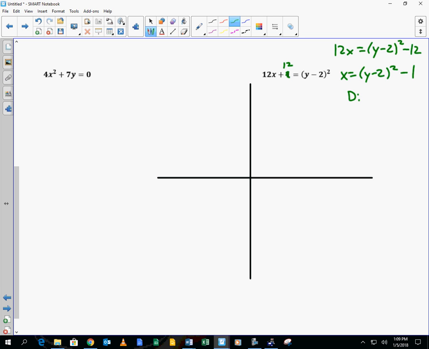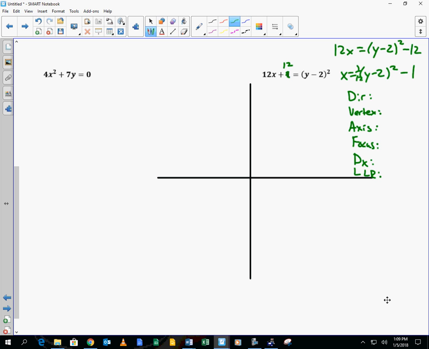We start with direction and vertex and axis of symmetry and focus and directrix, and finally the length of the latus rectum. I forgot, when I first made this problem. Oh, thank you. Yes, thank you. 1/12. I divide through by 12 instead of writing y minus 2 quantity squared over 12. We write x equals 1/12 times y minus 2 squared minus 1.